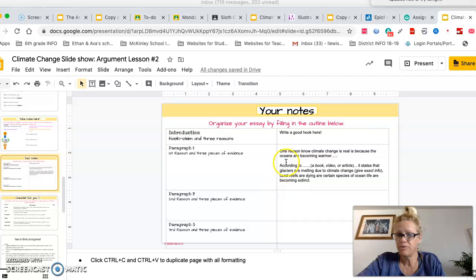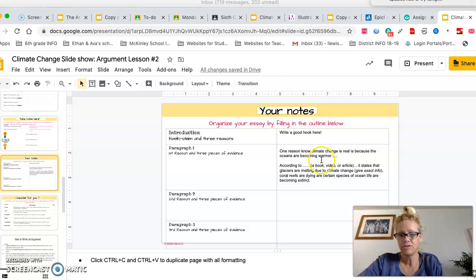But I gave you an example. So you guys all know how to write a good hook because you did that in your biographies and did a great job. So that it can include an anecdote, a quote, a fact, something interesting to get the reader. And then I wrote an example of how I might start.